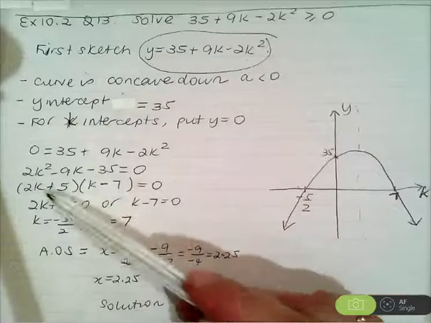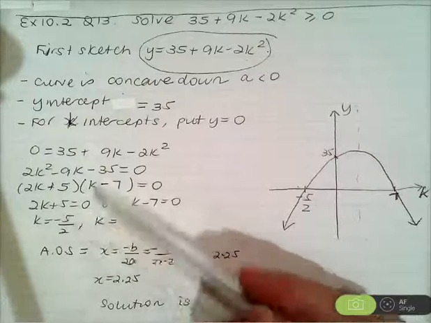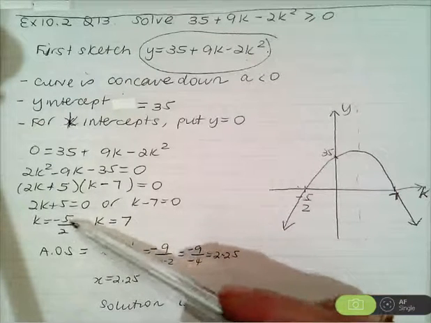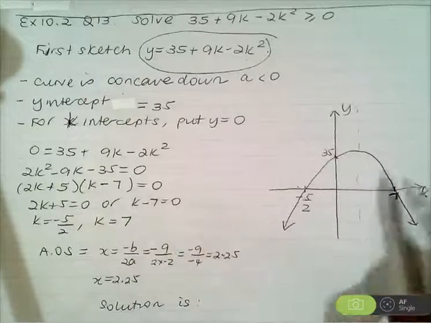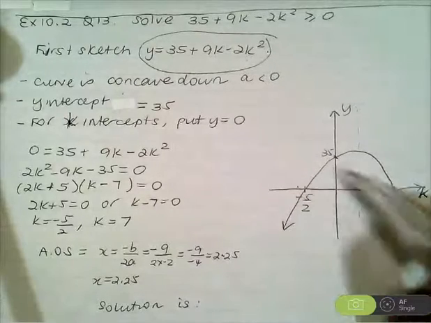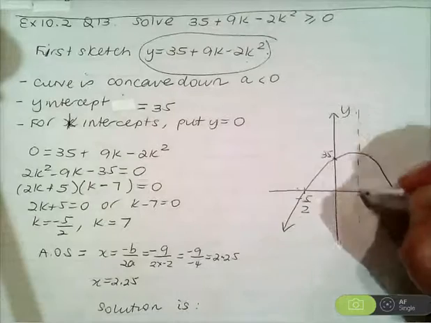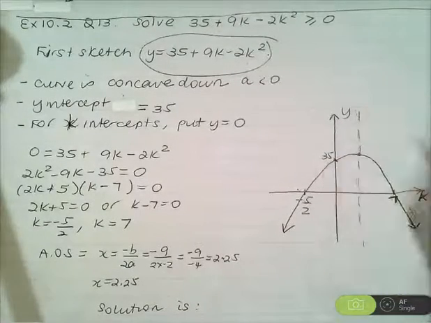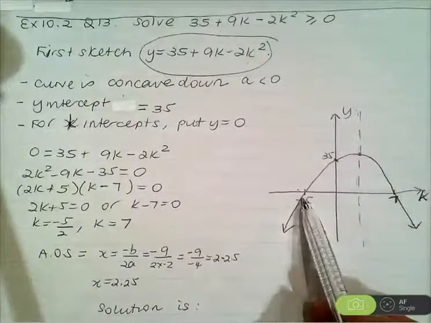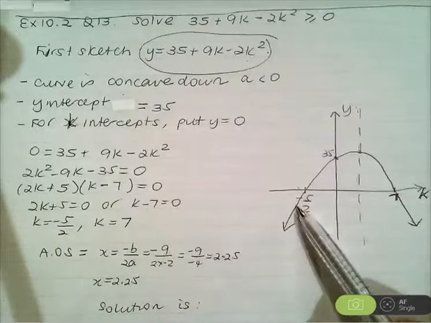And therefore solving that we get 2k plus 5 is 0, or k minus 7 is 0, which means that k is negative 5 on 2, which is negative 2.5, or k is 7. Just sketching that quickly, we know that the curve is concave down and that the y-intercept is 35. The axis of symmetry will be somewhere over here, halfway between 7 and negative 2.5. You can average 7 and negative 2.5.